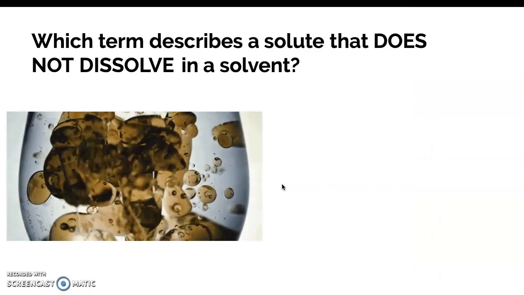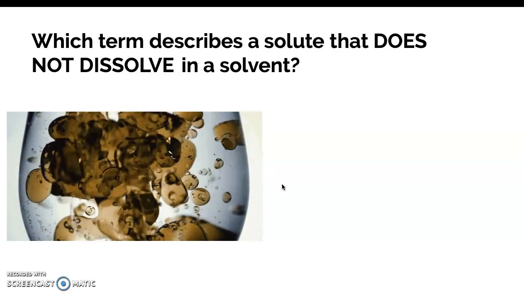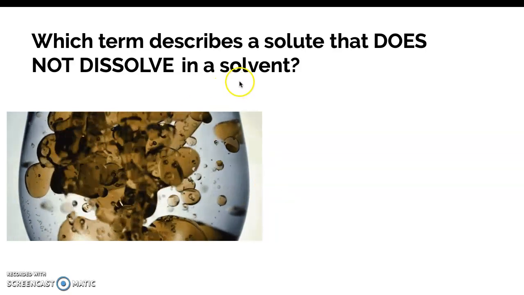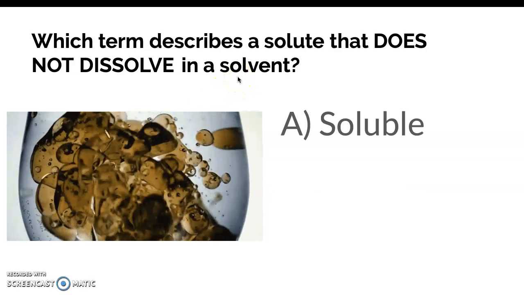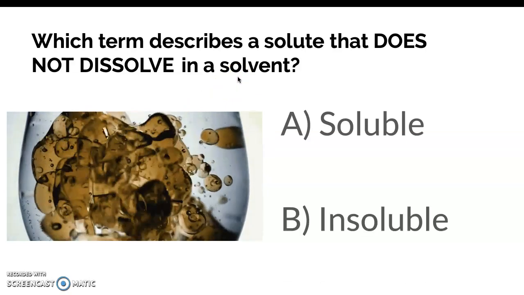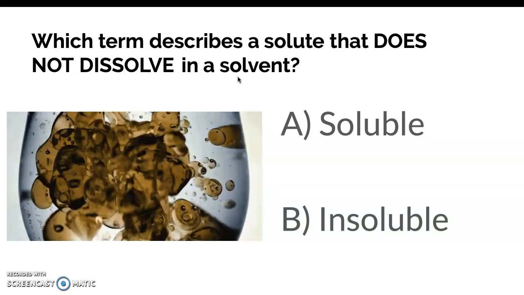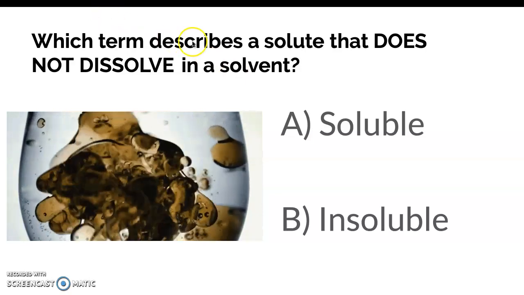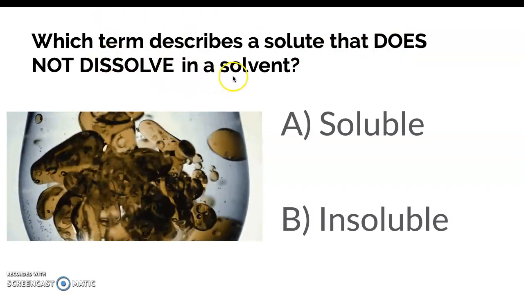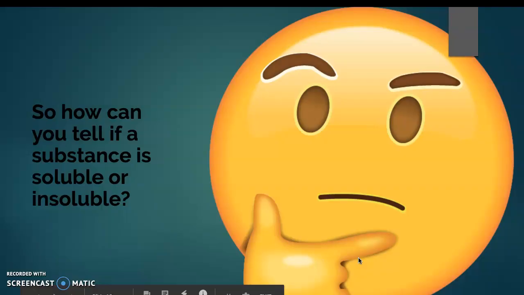Which term describes a solute that does not dissolve in a solvent? Right now, we're just making sure that we understand these key words, soluble versus insoluble. So is it A, soluble, or B, insoluble? Take time to answer this question. Once again, which term describes a solute that does not dissolve in a solvent? The answer is B, insoluble. If it does not dissolve, it is B.